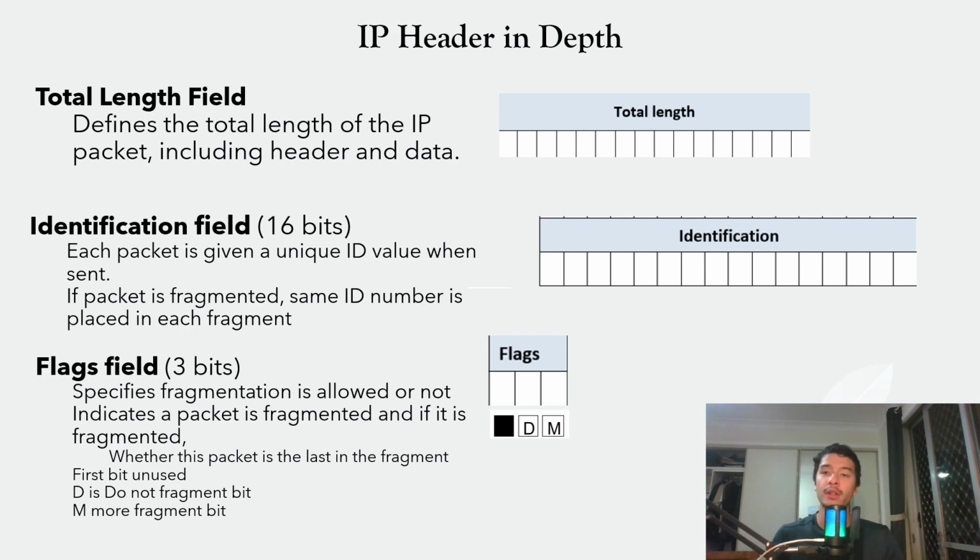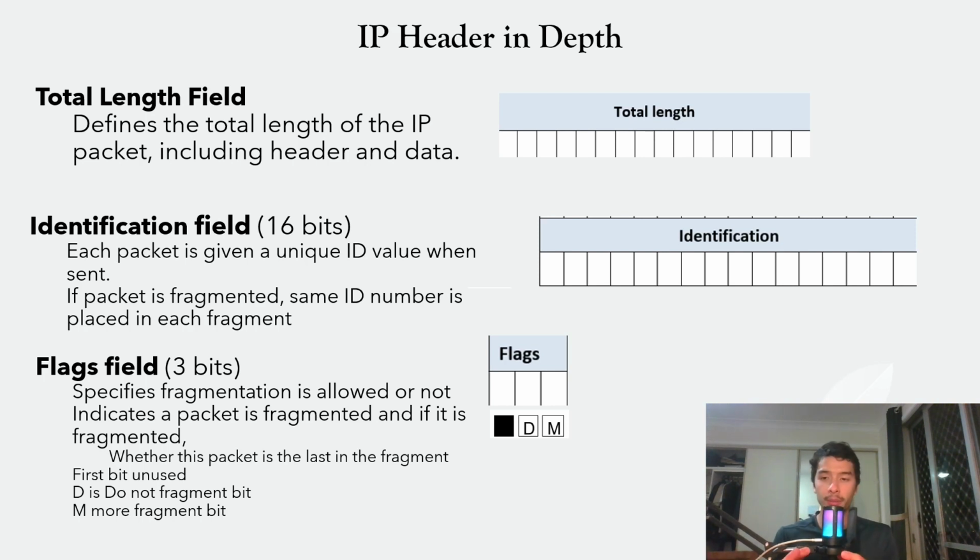You've got the identification field, which is a unique ID value that is sent. Basically, if you're sending multiple packets and you need to reform them together, they have to have the same ID so it knows which one is what. If a packet is fragmented, the same ID number is placed in each fragment. For example, if it's 14444 and there are 8 packets that need to be sent, all of them will have the ID of 14444.